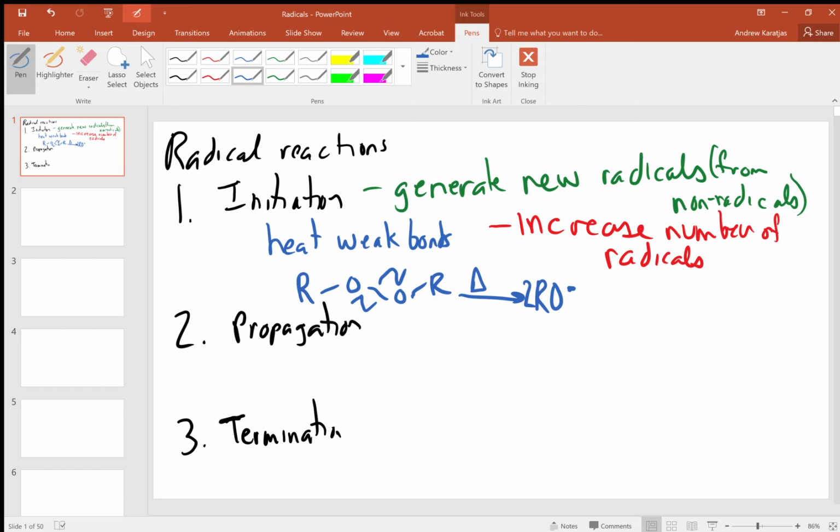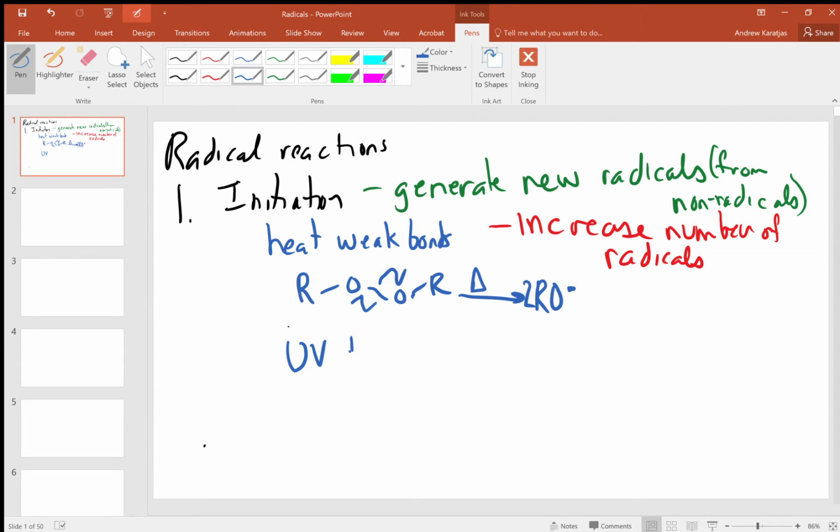The other common way is with UV light. And this works quite well for halogens. So if you have something like bromine, you hit bromine with ultraviolet light, and it breaks apart into two radicals. So those are examples of initiation steps.